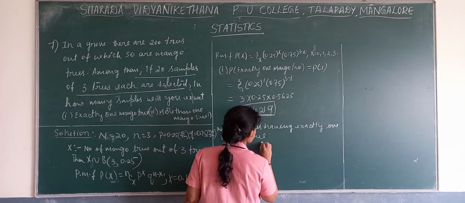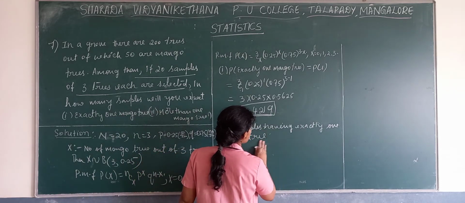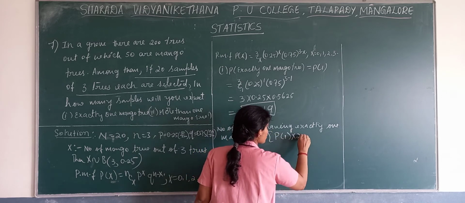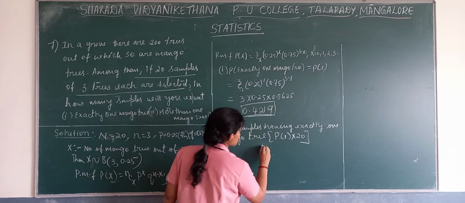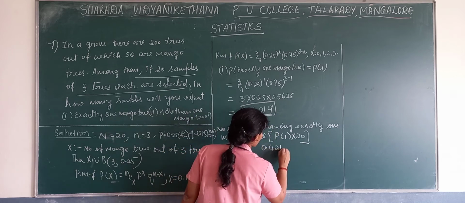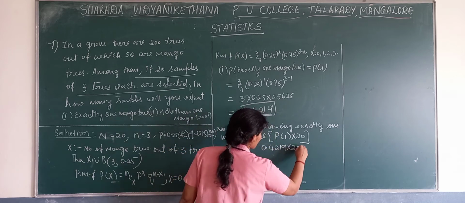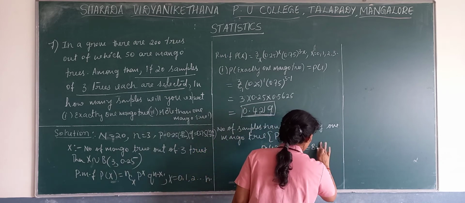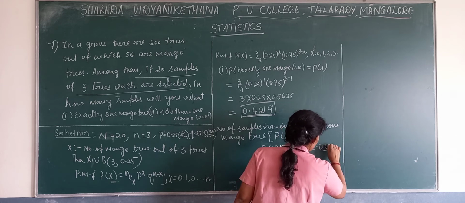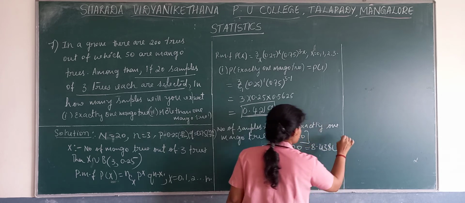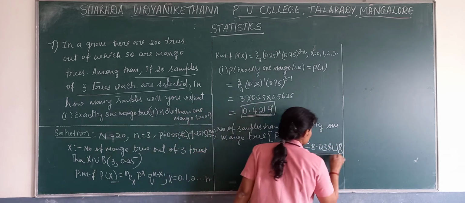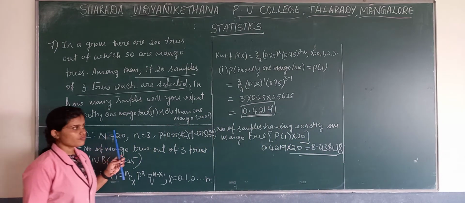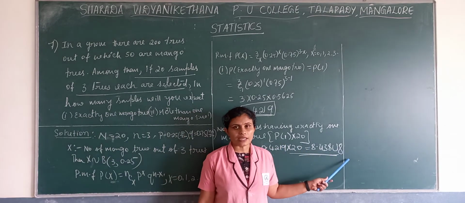Symbolically you can show P of 1 into 20. P of 1 is 0.4219 into 20. Then we get 8.438. Approximately we can take it as 8. What is the sample measurement? 8. Among 20 samples we can get exactly 8 mango trees.